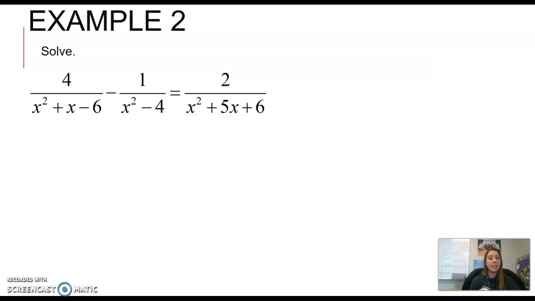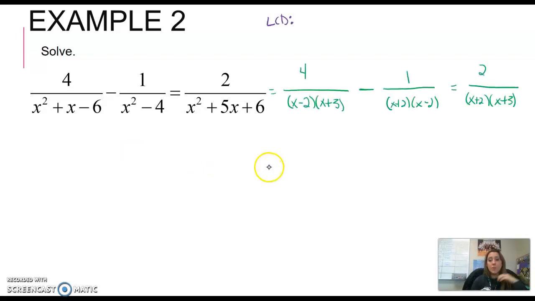Go ahead and get this example down in your notes, and we will do this together. The first thing you need to do is factor. X squared plus x minus 6 factors to x minus 2 times x plus 3. X squared minus 4 is a difference of squares, so I got x plus 2 times x minus 2, and x squared plus 5x plus 6 factors to x plus 2 times x plus 3. So I've already factored.